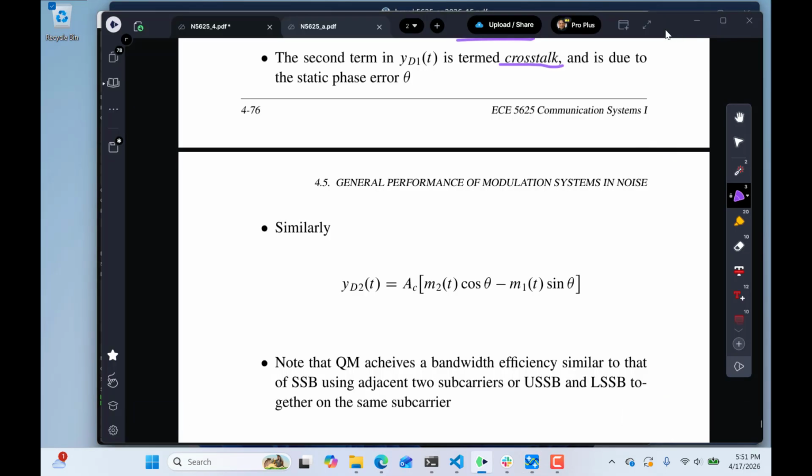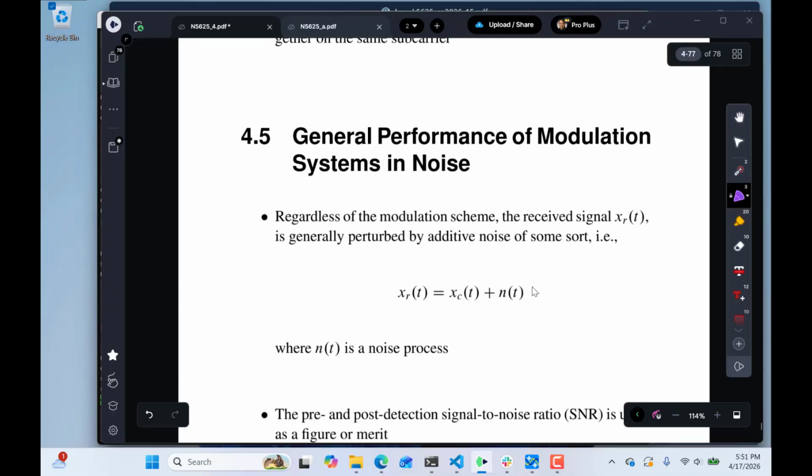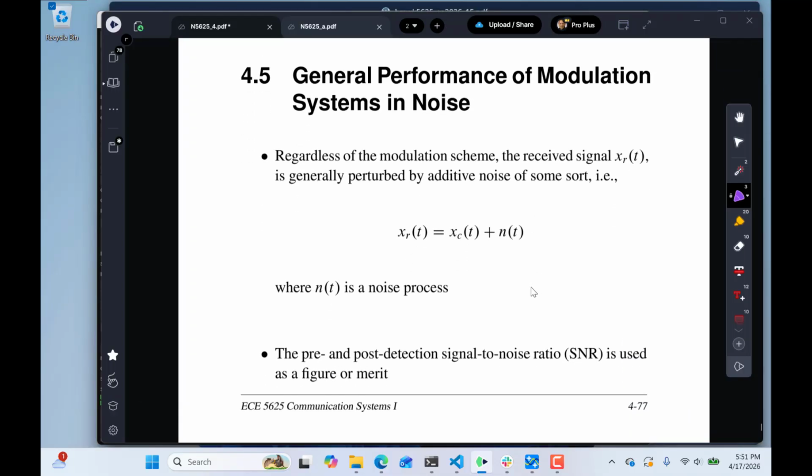Okay, enough of that. I want to go through a little bit more and finish off the chapter, and then if I'm feeling up to it, I'm going to look at Project 2 briefly. So what remains in Chapter 4 is the performance of all the modulation systems we've talked about so far in noise. So all systems are subject to additive noise of some sort, and that's the n of t.